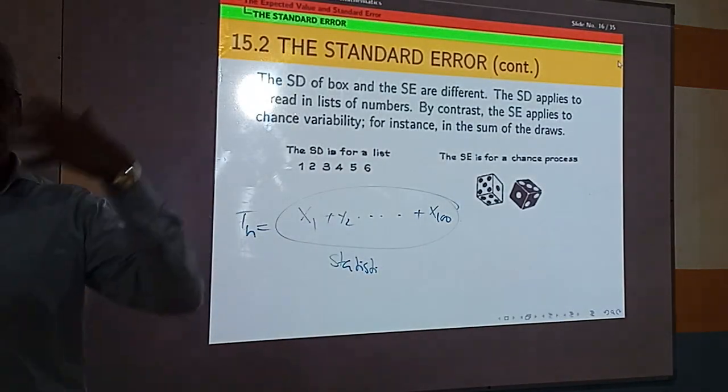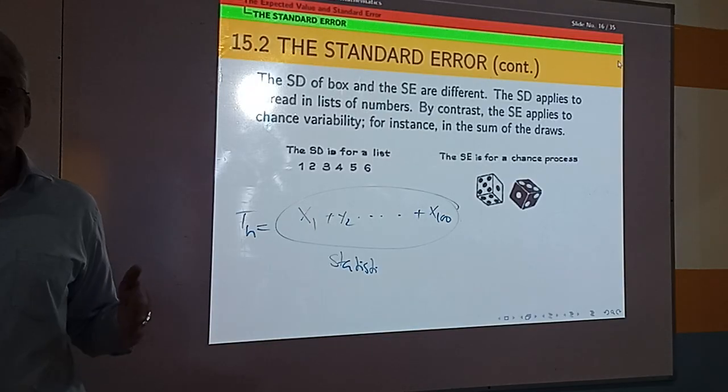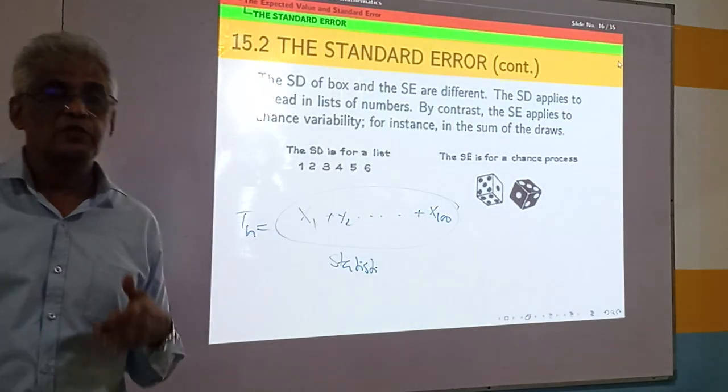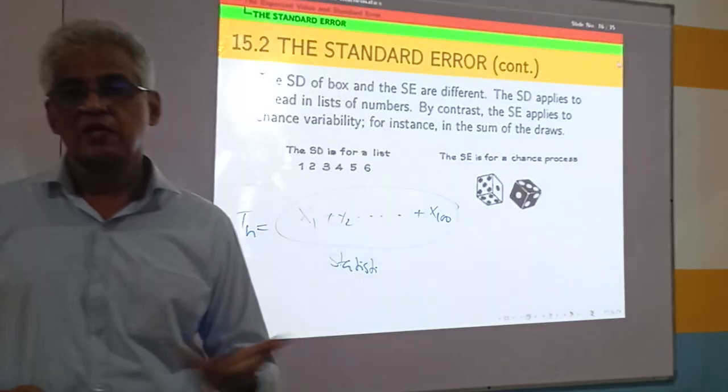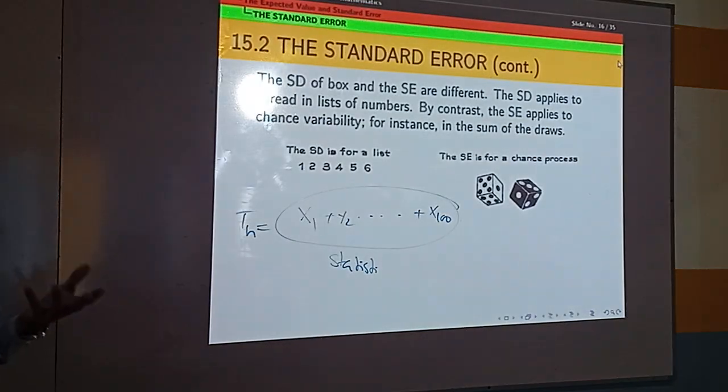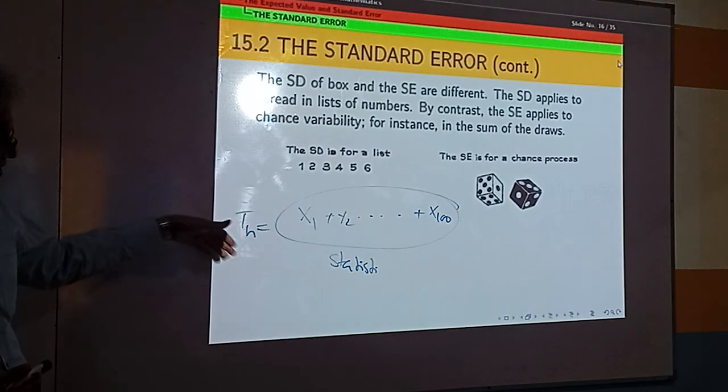We have to have several Tns to get an idea about the dispersion of Tn. The variation of that we call the standard error. Right? So standard error is the word to talk about the dispersion of some statistic, right?